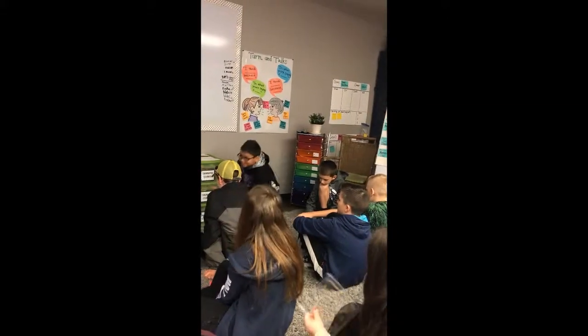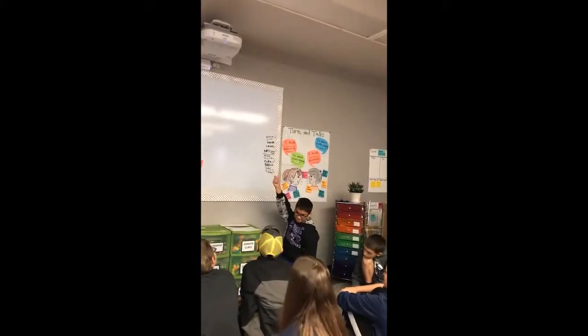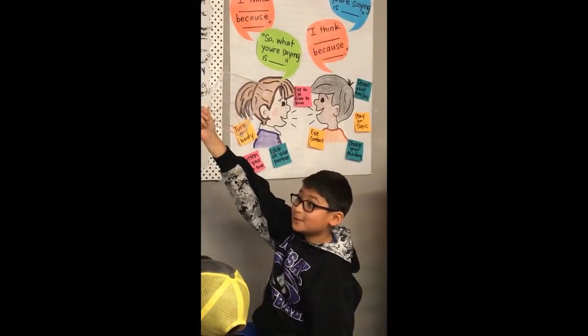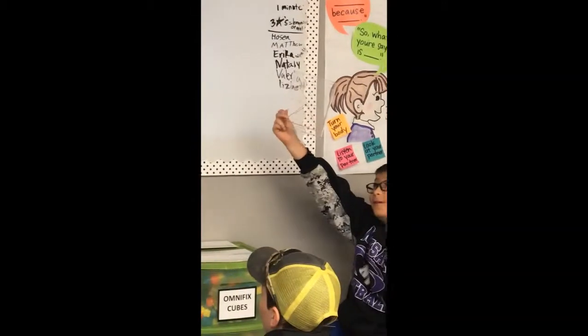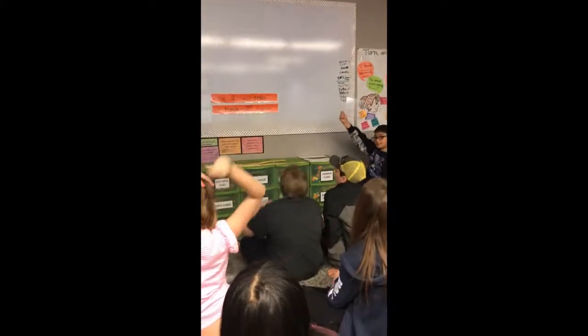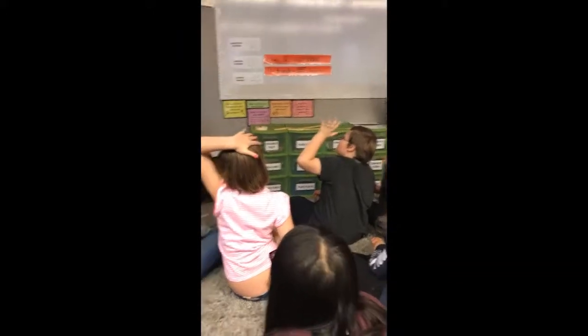Hold yours up. Can you use a sentence frame to describe your triangle? My triangle is isosceles because it has two equal sides. What do you guys think? Yeah. Could somebody show where his two equal sides are? Could you call on somebody?